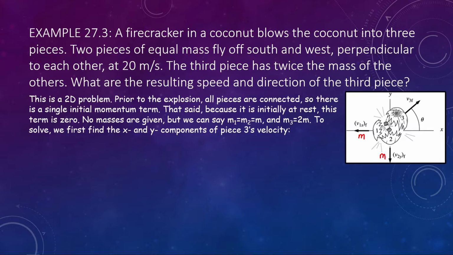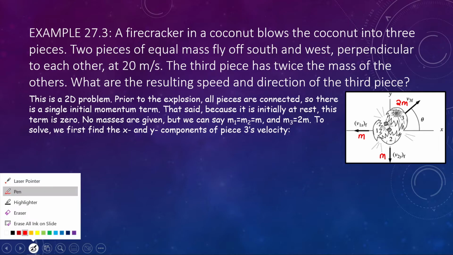So these pieces both have a mass m. We don't know how big it is. We aren't told any kilograms, right? But we do know they have equal masses. So let's just call it some mass m. We're then told that the third piece has twice the mass of the others. So this is going to have a mass 2m, 2 times whatever mass the others have. That becomes important when we work out our equations.